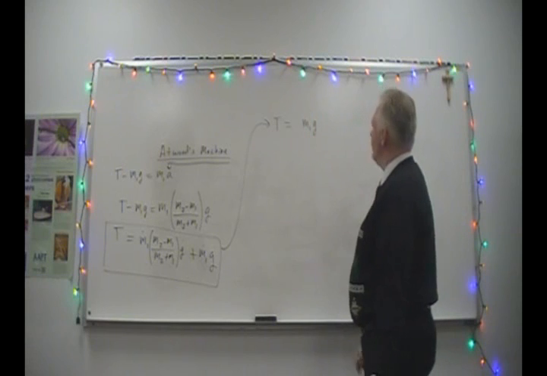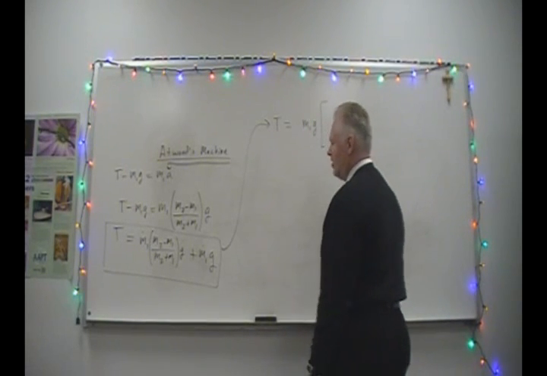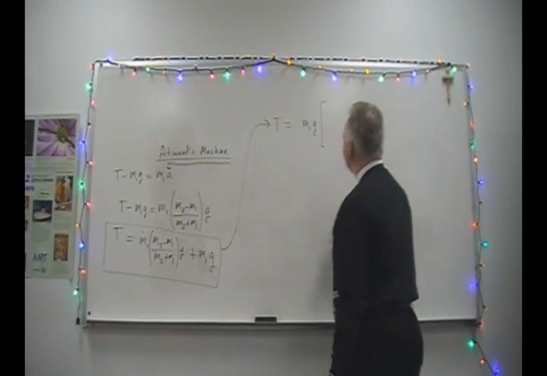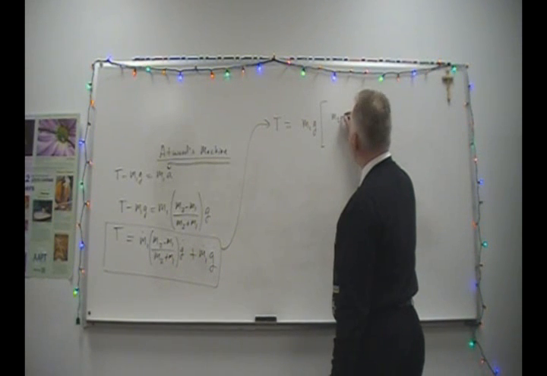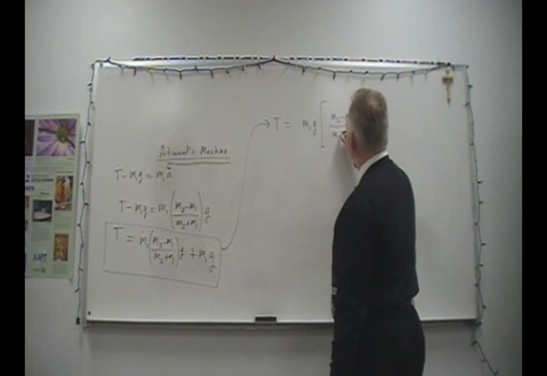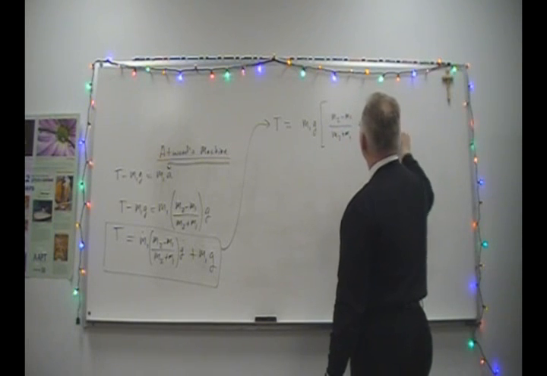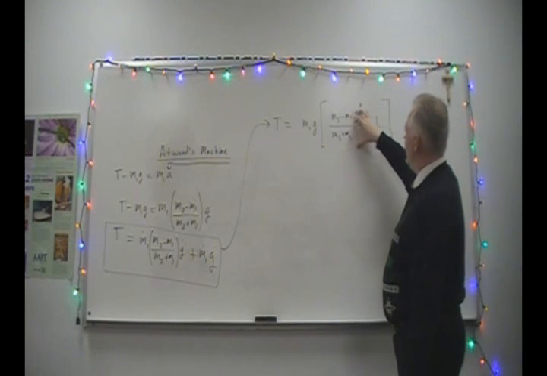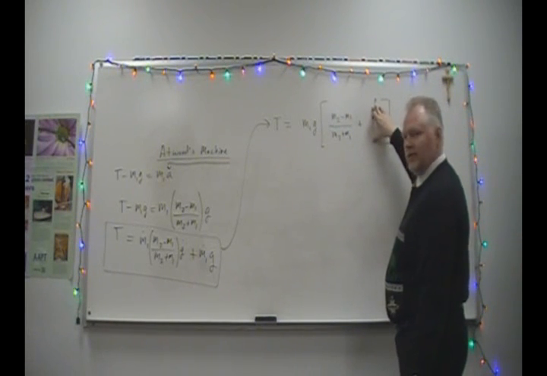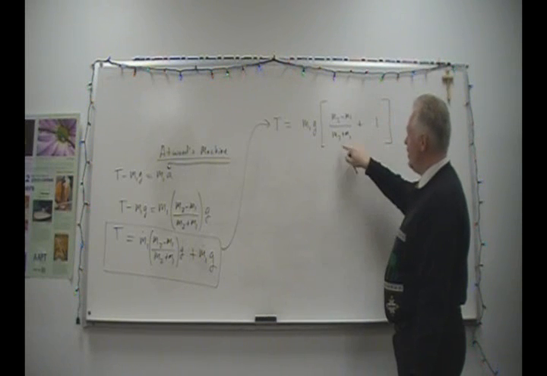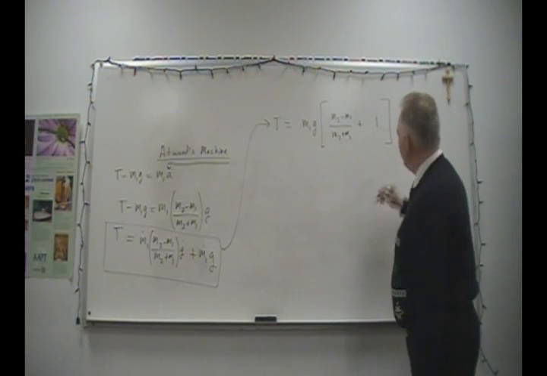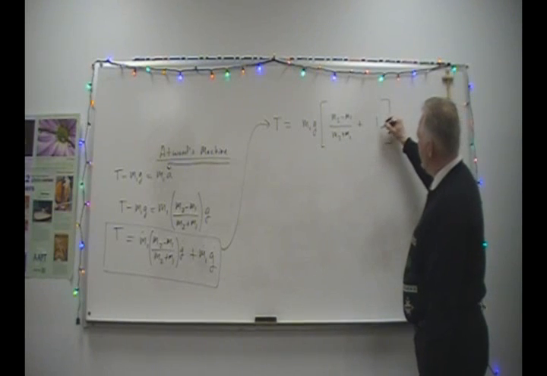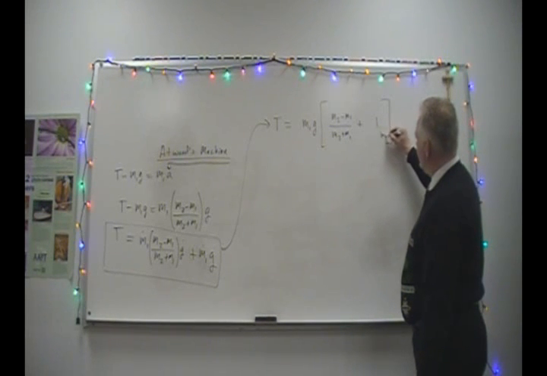And what's left behind? Well, my first term, I have this fractional part, M2 minus M1 over M2 plus M1. And then I have plus 1. In these parentheses here, I have this fraction plus 1 over 1, which is a fraction too. Let's combine these with a lowest common denominator, which would be M2 plus M1. So I'm going to multiply top and bottom here by M2 plus M1.